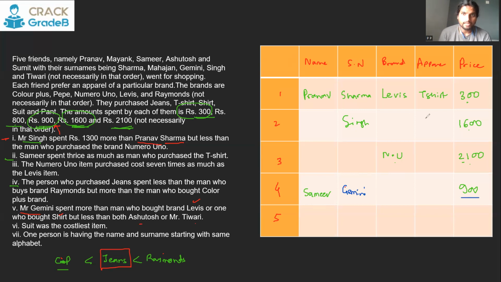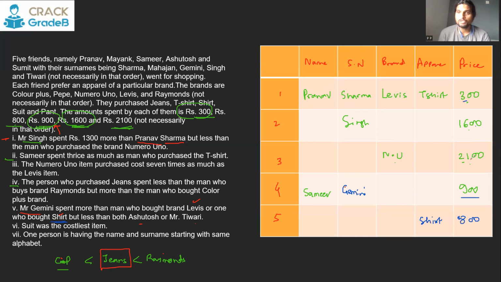He is more than 2 persons. That is one for Levi's. That means obviously this 300, and another is 800, and that must be the person who bought the shirt. So wherever we write 800, the apparel in front is going to be the shirt. But he's spending less than Ashutosh or Tiwari. So he's spending 900, spending less than these two.